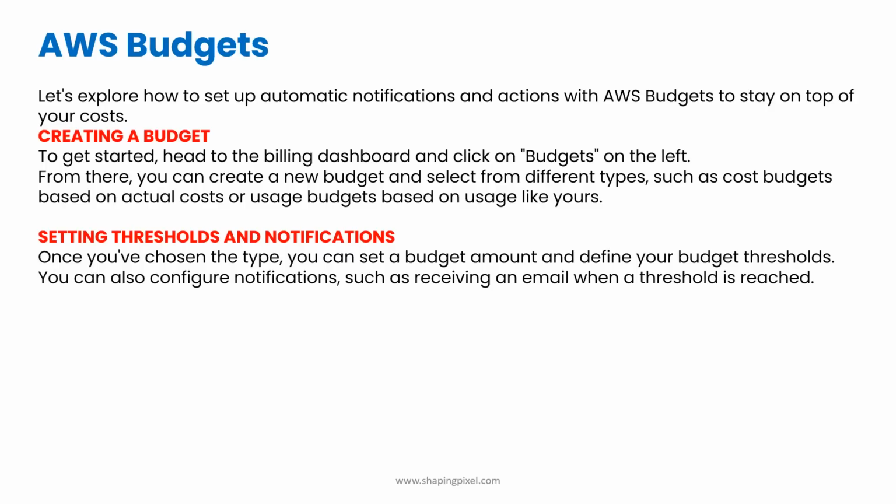AWS Budgets. Let's explore how to set up automatic notifications and actions with AWS Budgets to stay on top of your costs. To get started, head to the billing dashboard and click on Budgets on the left. From there, you can create a new budget and select from different types, such as cost budgets based on actual costs or usage budgets based on usage. Once you have chosen the type, you can set a budget amount and define your budget thresholds. You can also configure notifications, such as receiving an email when a threshold is reached.